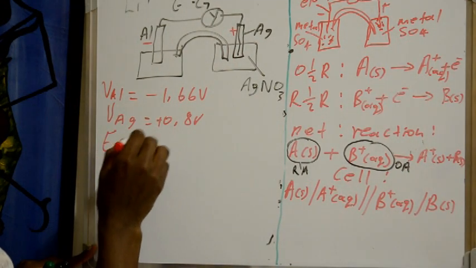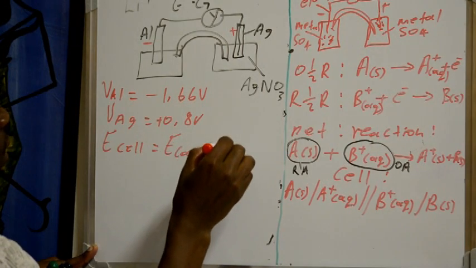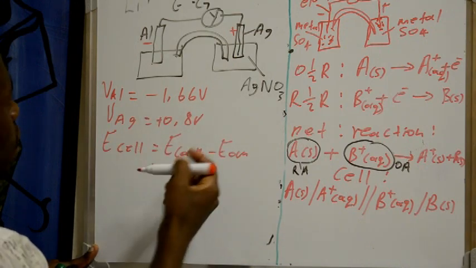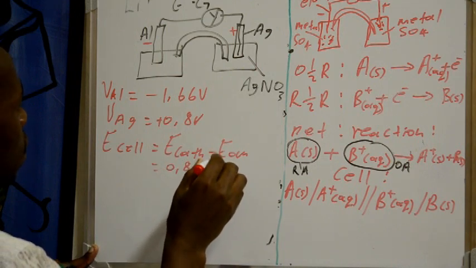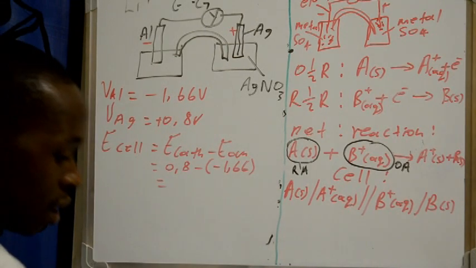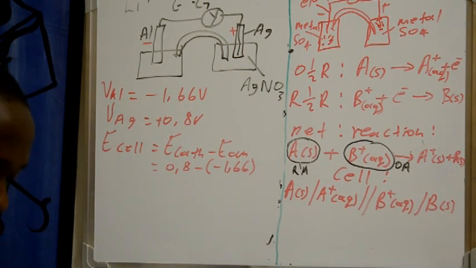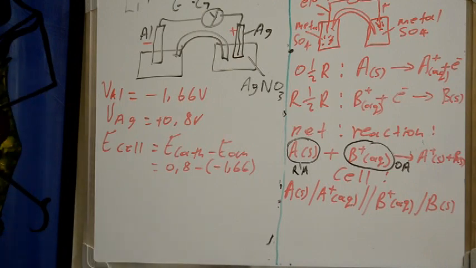I believe you know how to calculate E cell, which is E cathode minus E anode. What is your E cathode? It is 0.8 minus, don't forget to put the minus. Do it on your calculator and you will get the answer by yourself. That is how you calculate the voltage of the cell.